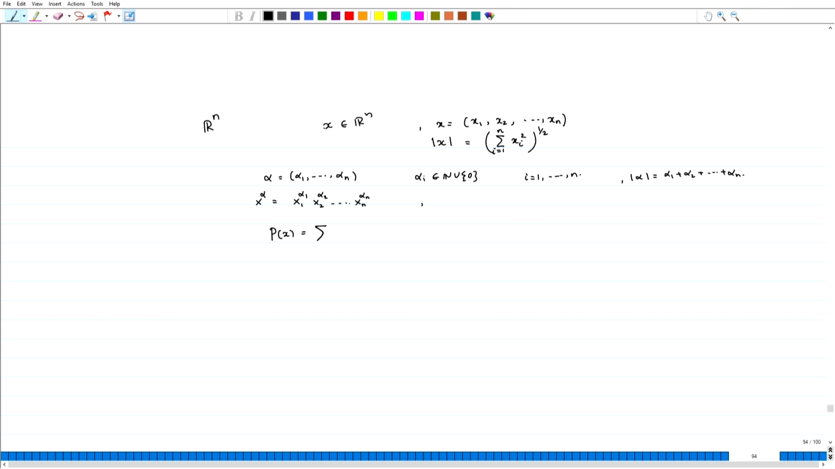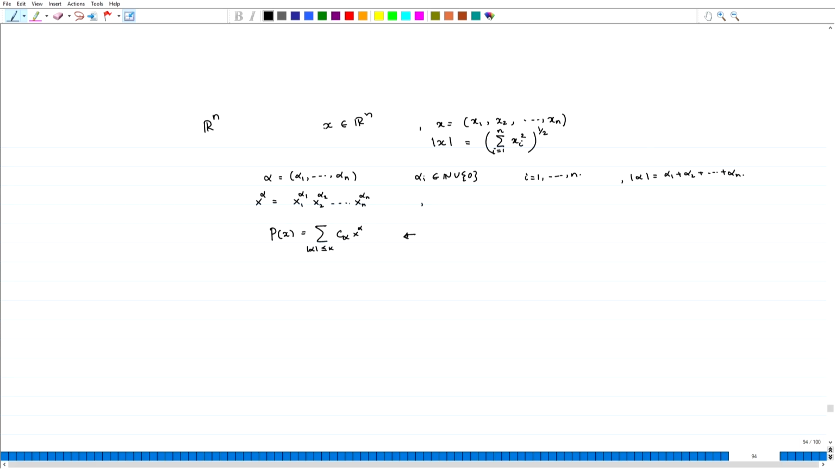So, we can write this as the polynomial of degree k: the sum over mod of alpha less than or equal to k of C alpha x to the power alpha. And if the highest coefficient, when mod of alpha is equal to k, if this C alpha is non-zero for at least one multi-index alpha, then we call that a polynomial of order k. So, this is a polynomial in Rn.